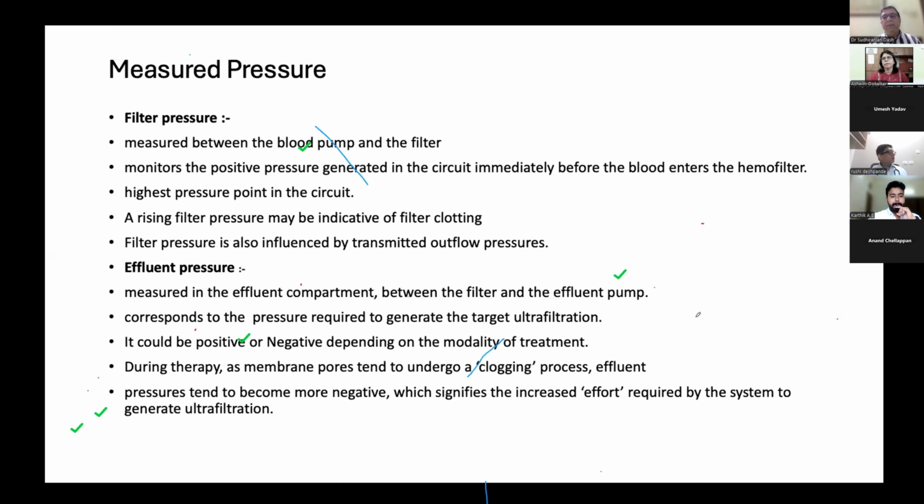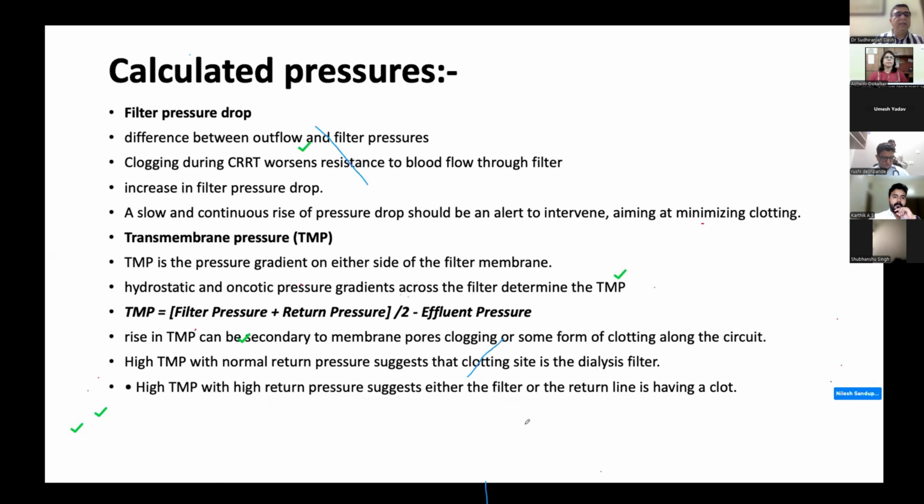And during therapy, you can have increased effluent pressure if a clogging process is happening in the filter. The pressure tends to be more negative if the clogging happens, to achieve that ultrafiltration itself. We'll be discussing the differences between clotting and clogging, and how we find them out, in the subsequent slides. So what are the other calculated pressures?